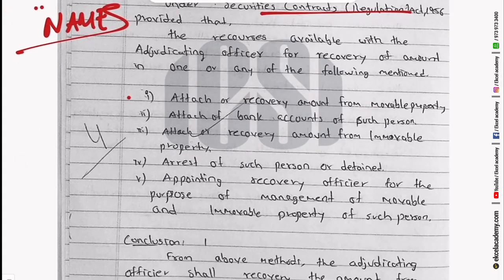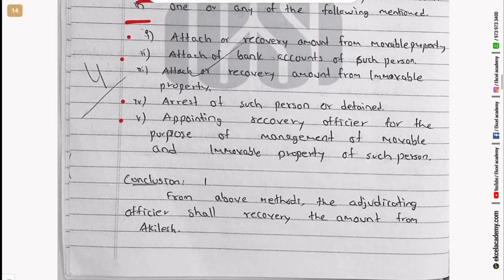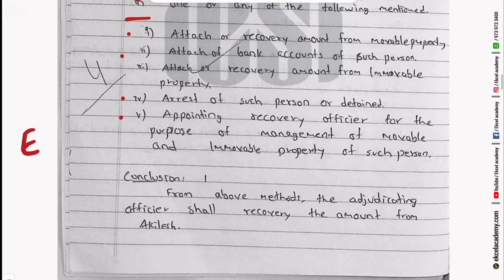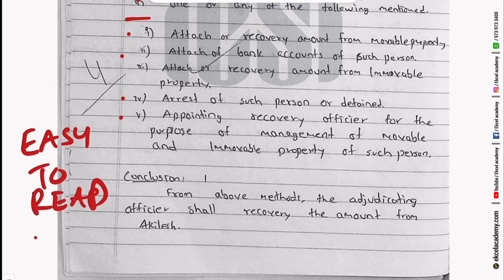And then if you see, here are given the points. What are the recourses available for the adjudicating officer? He has left one line here. Then if you can see here, it is point wise, and when it is point wise, it is easy to read. When it is easy to read, it is easy to give marks and you're going to get 4 out of 4.